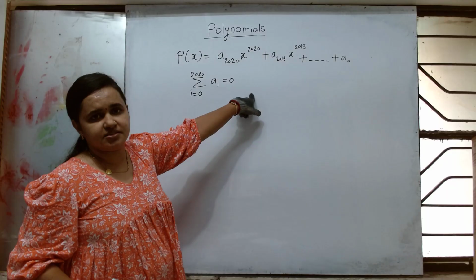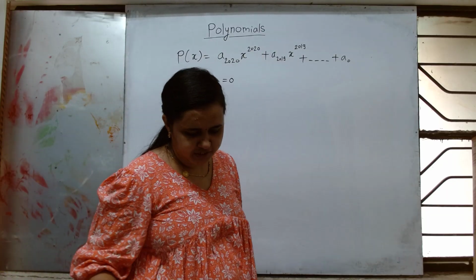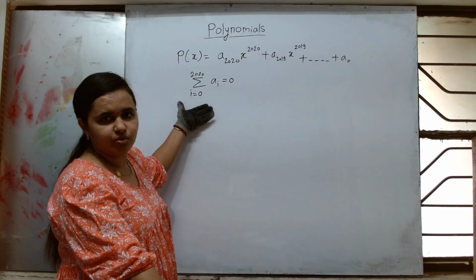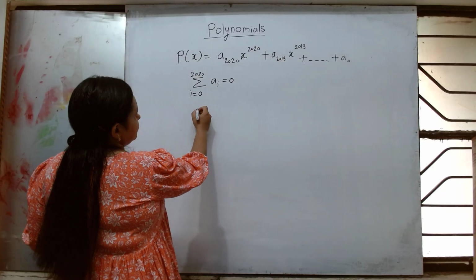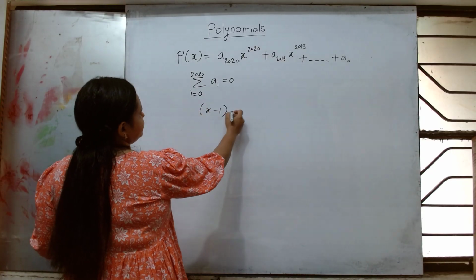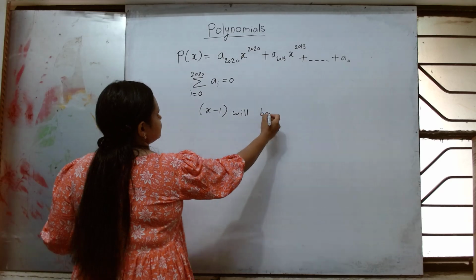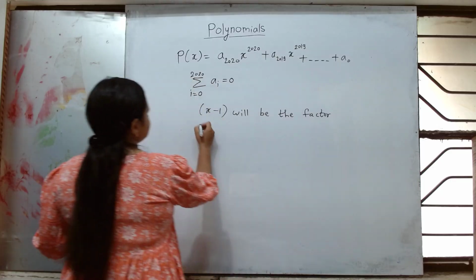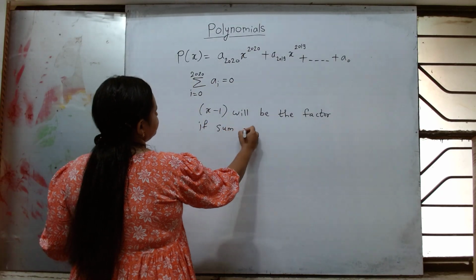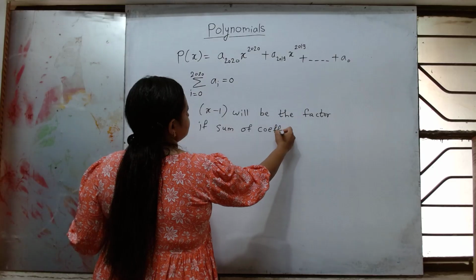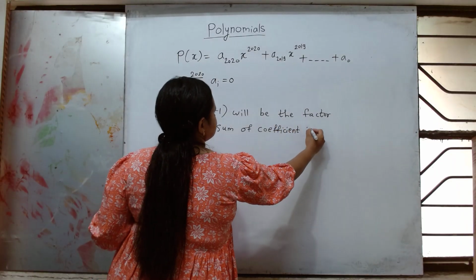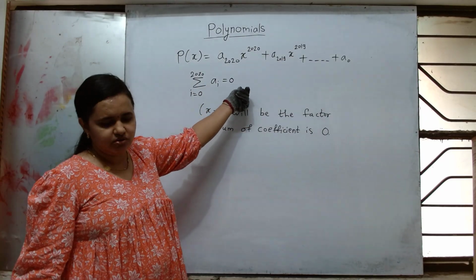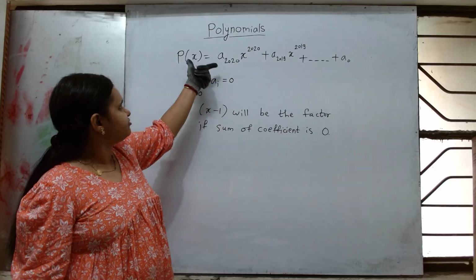Sum of coefficients, we have studied, that was on page 14 note 1. If sum of coefficients is 0, then what is the factor? x minus 1 will be the factor. So sum of coefficients is given as 0, so x minus 1 will be the factor of this polynomial.